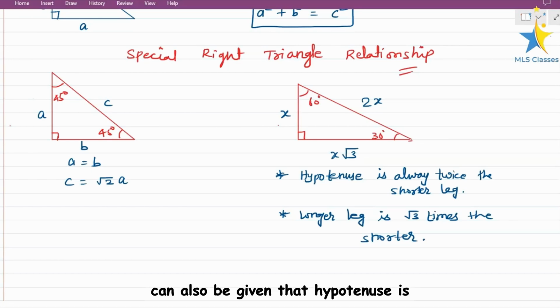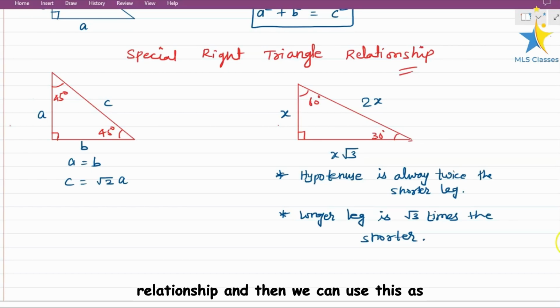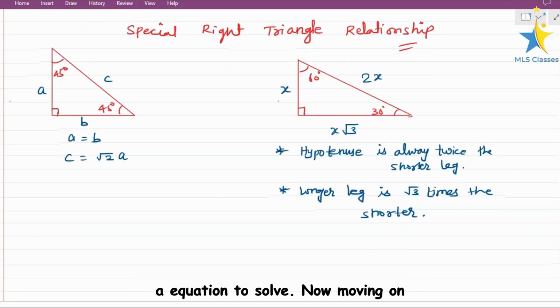And it can also be given that the hypotenuse is given and you need to find these two sides. So you have to remember the relationship, and then we can use this as an equation to solve.